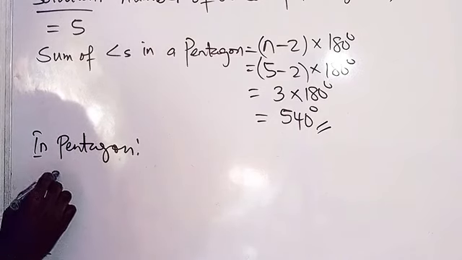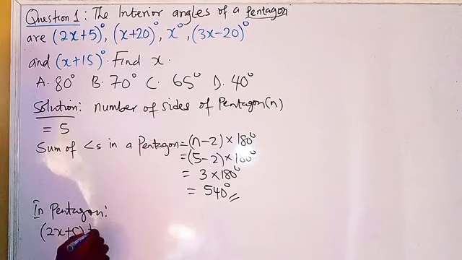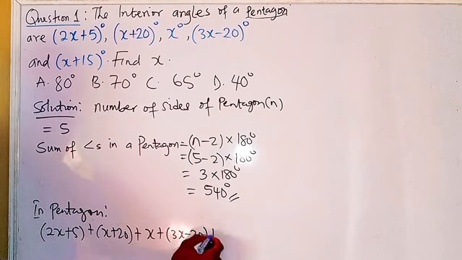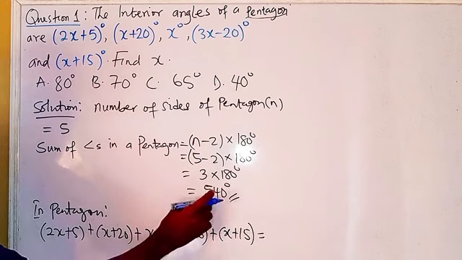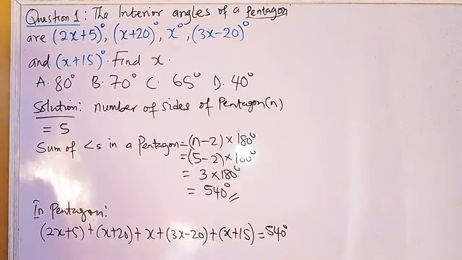So let's have 2x plus 5, plus the next one is x plus 20. The next one is x. The next one is 3x minus 20. The next one is x plus 15, right? Then everything must give us 540 degrees. That is where we are going. So now let's try to combine this. If you open this is what you're going to have.